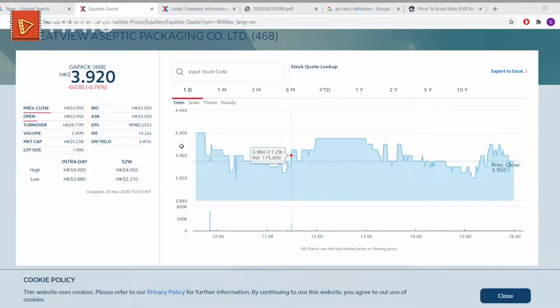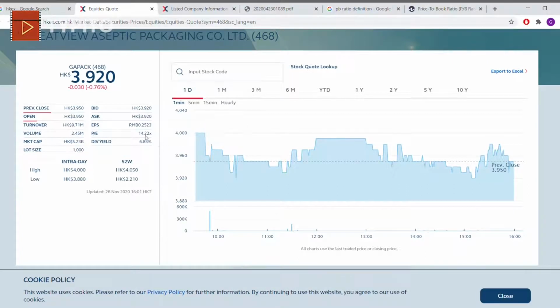However, for Greatview, this is a dividend play. We are investing in its future cash flow, and the PB ratio may not be that relevant. Hence, we will look at another ratio called the PE ratio.